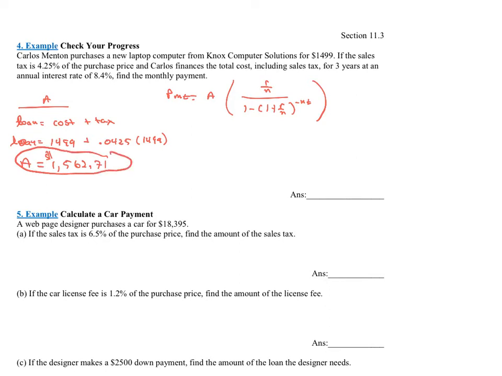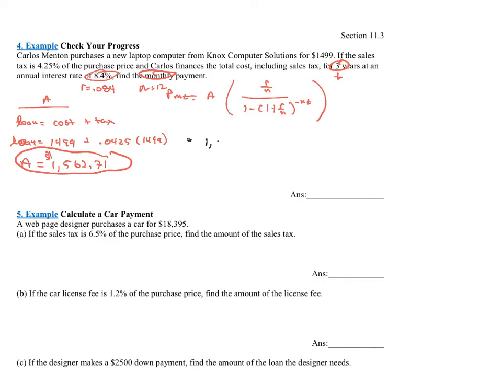Okay. Now I need to look at the rest of the information. I have here T is 3 for 3 years. I have an interest rate of 0.084 or 8.4%. And I know that this is monthly, so it is compounded monthly, and N is 12. Let's go ahead and plug in these numbers then.